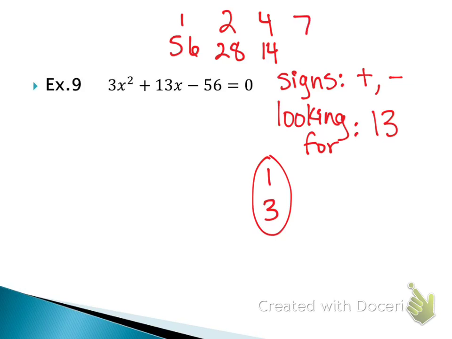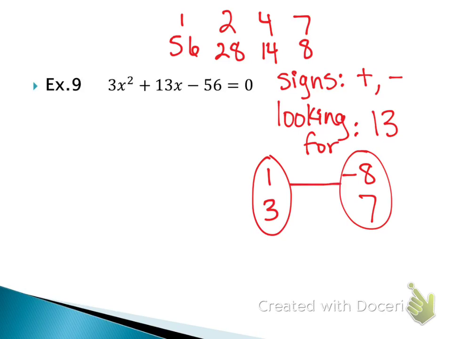7 and 8. So we have to decide which one of those pairs we want to use, where one of the numbers is positive and one of the numbers is negative. Anybody figure it out? May? Which one positive, which one negative? All right, negative 8 on top, positive 7 on bottom.